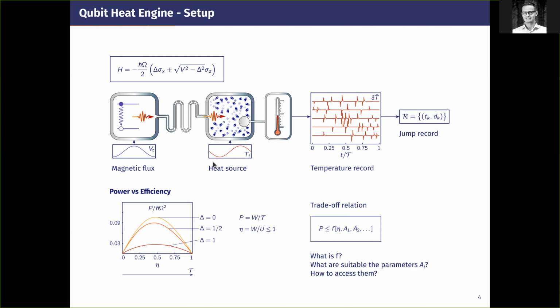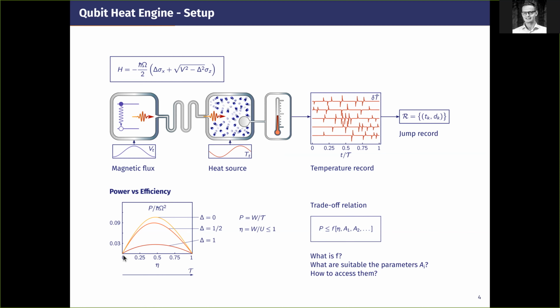Now, we are all theorists, so we felt unable to run the experiment, but at least we could do a theoretical model of it. And if you do that, you get these jump trajectories here, these temperature traces. These are the results of the stochastic wave function simulation. And you get this characteristic plot of power versus efficiency.